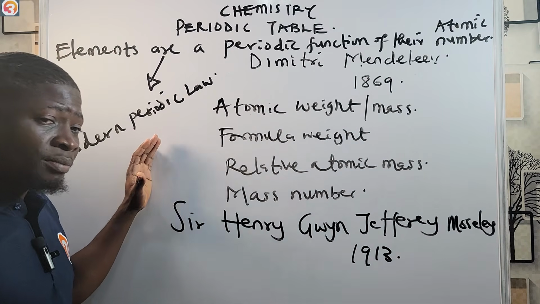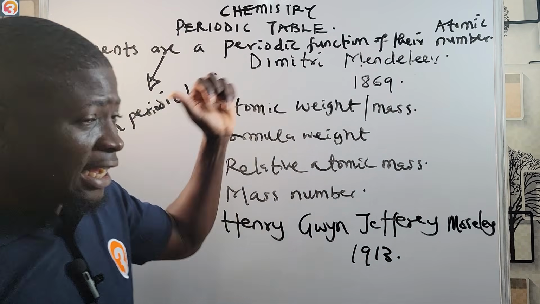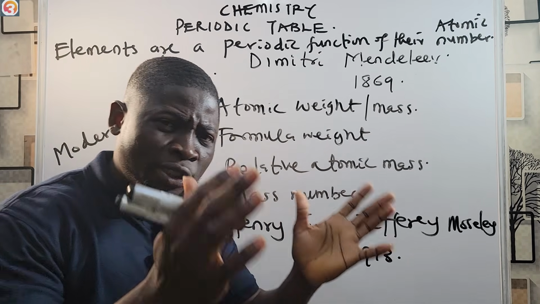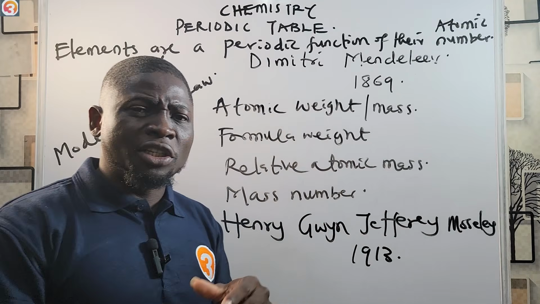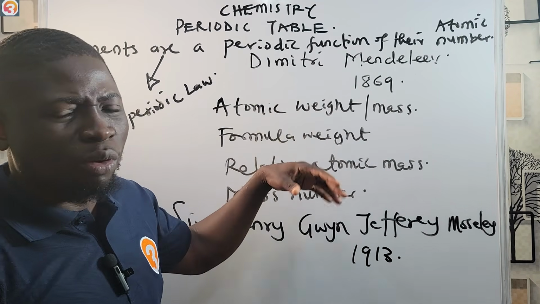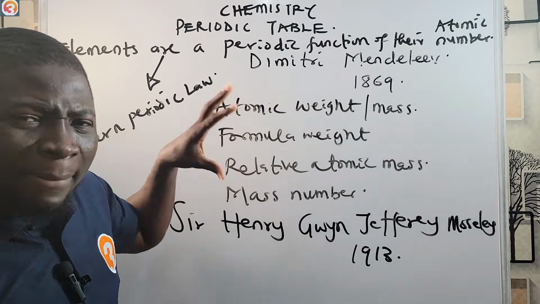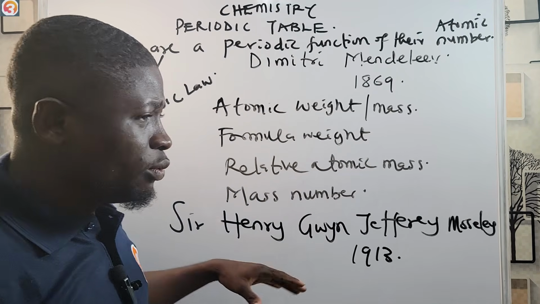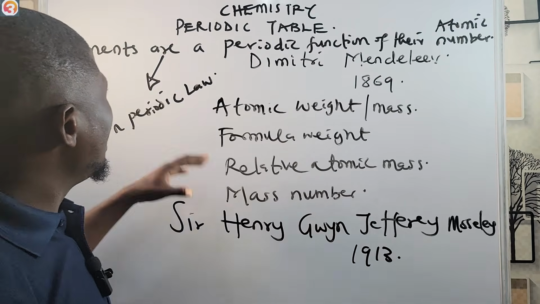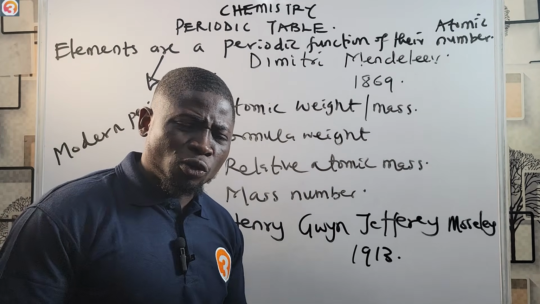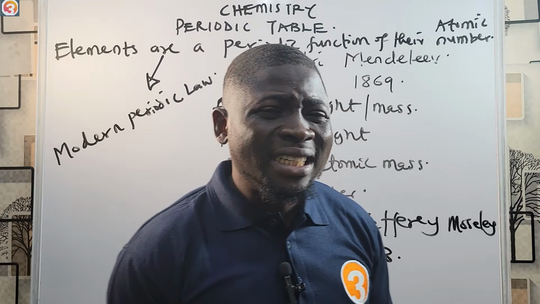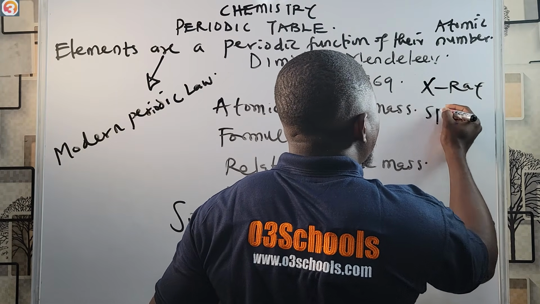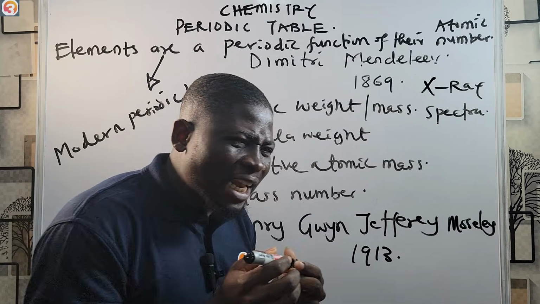So I'll go over that again. Dmitri Mendeleev in 1869 designed a periodic table of chemical elements in which he arranged the elements in increasing order of their atomic mass or mass number. All right, but of course it was revised by Sir Henry Gwyn Jeffrey Moseley in 1913 when he revised the periodic law to say that elements are a periodic function of their atomic number, and he did this while he was studying the X-ray spectra of some elements.